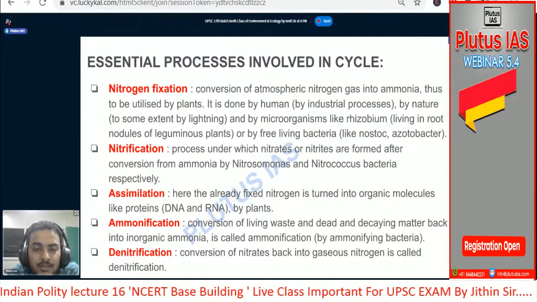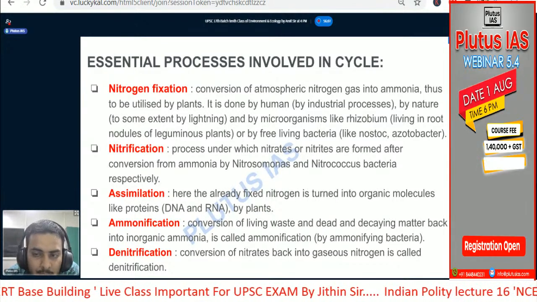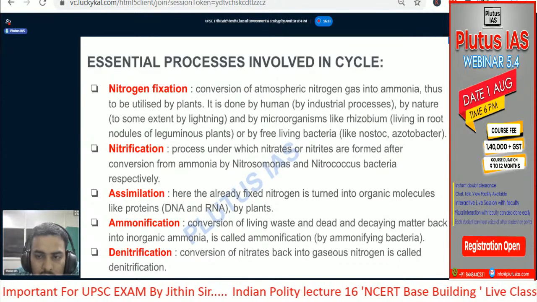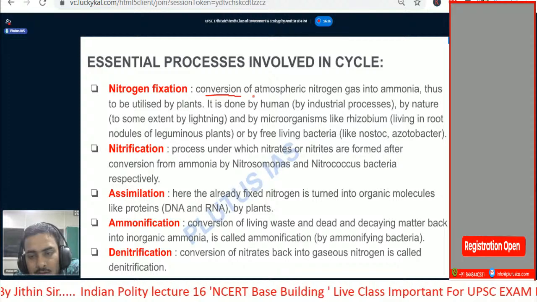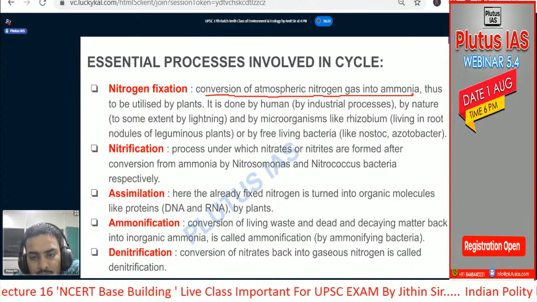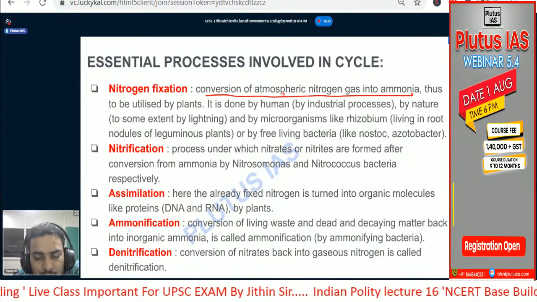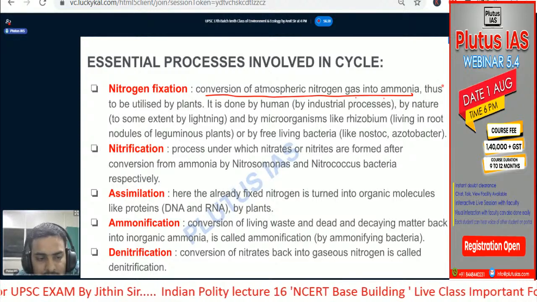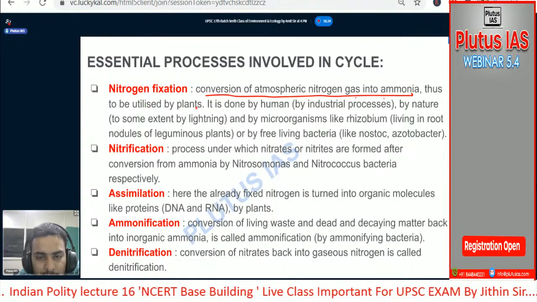The first process we discussed is nitrogen fixation. Simply write a one-line definition: here, conversion of atmospheric nitrogen gas into ammonia takes place, as this ammonia can be easily utilized by plants.